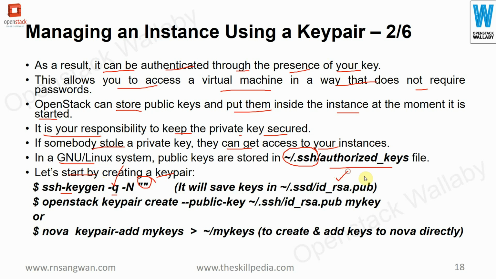The id_rsa will be the private key and id_rsa.pub will be the public key. So: openstack keypair create, public key this, and my key. These are the commands. Let's run these commands and create the key on our cloud.